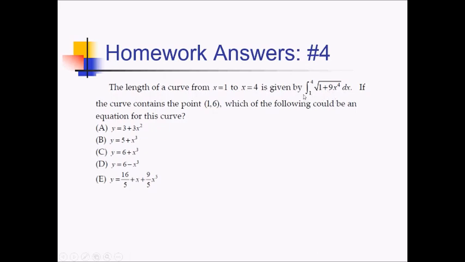formula looks like. If we're going with a function in terms of x, your arc length formula is the integral from a to b of the square root of 1 plus (dy/dx) squared dx. So we're basically asking what the original y function was. And we have to realize that based off of this format here, this 9x to the fourth is really (dy/dx) squared. That means that dy/dx itself is what you get if you take the square root of 9x to the fourth, which is 3x squared. So this is our differential equation.